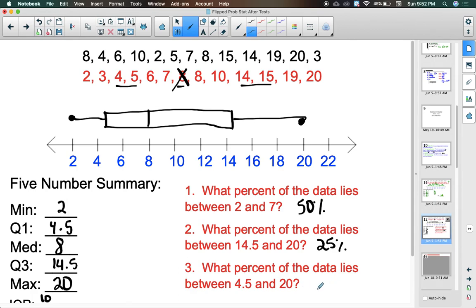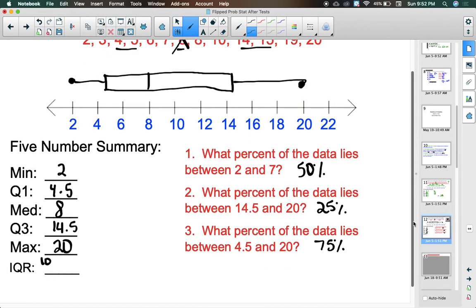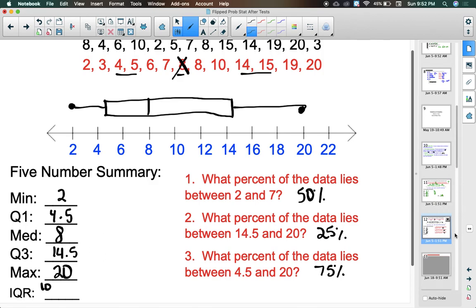And what percent of the data lies between 4.5 and 20? That's 1 quartile, 2 quartiles, 3 quartiles. So that's 3 times 25, which is 75% of the data. So remember, a quartile represents 25%. That's a big idea for us in this lesson.